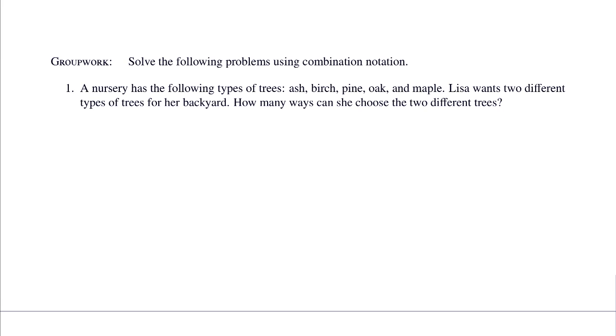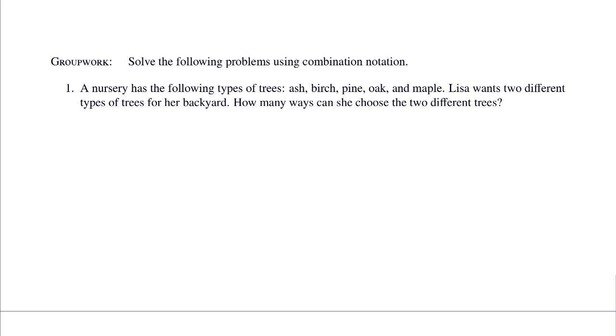Okay, let's check. Are we ready to check them? All right, number 1. A nursery has the following types of trees: ash, birch, pine, oak, and maple. Lisa wants 2 different types of trees for her backyard. How many ways can she choose the 2 different trees?